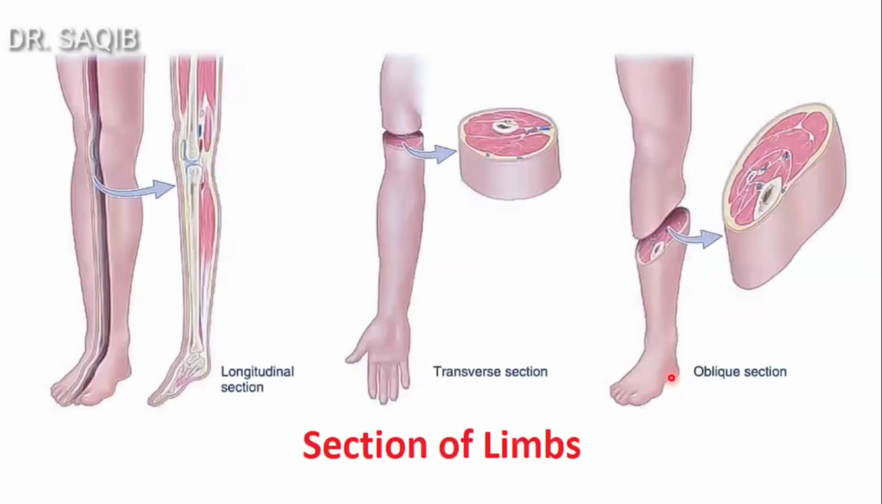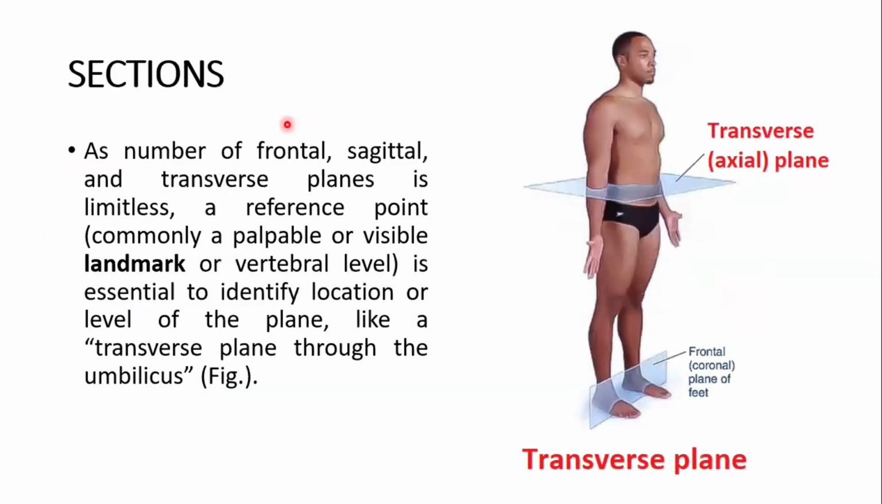Now the sections. That could be longitudinal sections, like this, the transverse section like this, and the oblique section. So let's discuss in detail one by one. The number of frontal, sagittal, and transverse planes is limitless. A reference point, commonly a palpable or visible landmark or vertebral level, is essential to identify the location or level of the plane, like a transverse plane through the umbilicus. This is the transverse plane passing through the umbilicus, at the T10 level.